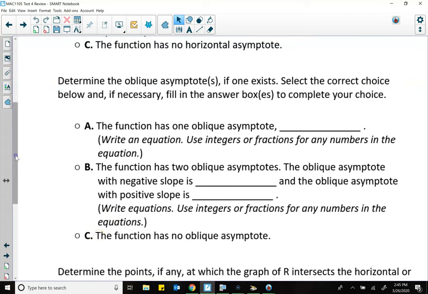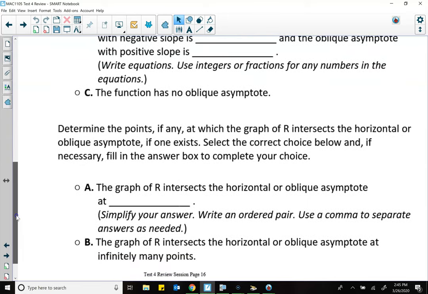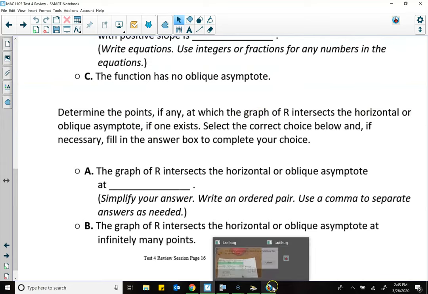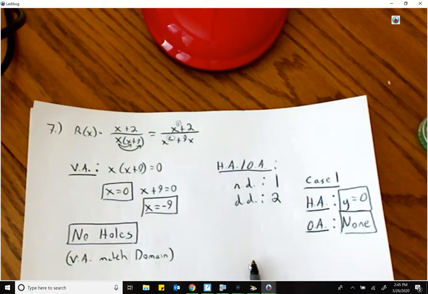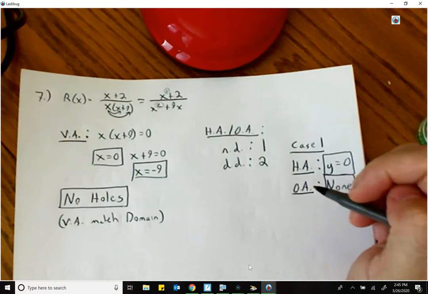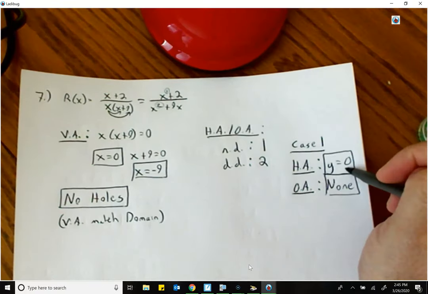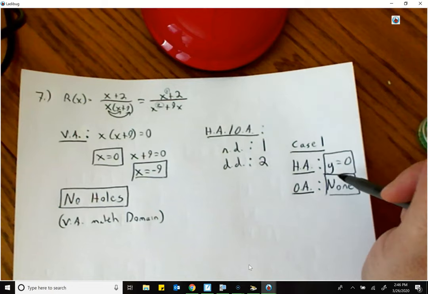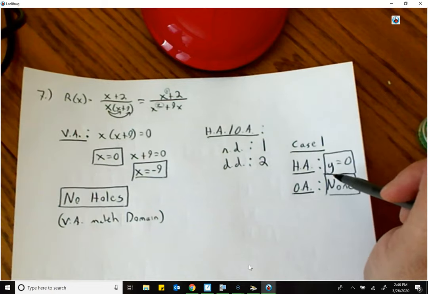Okay? And now, it says determine the points, if any, at which R intersects the horizontal asymptote. So we need to go back and check that, because even though we didn't talk about it in 5.3, it is possible. We needed to check the intersection to see if R can actually cross this horizontal asymptote, because it is possible to cross horizontal and oblique asymptotes. Okay?